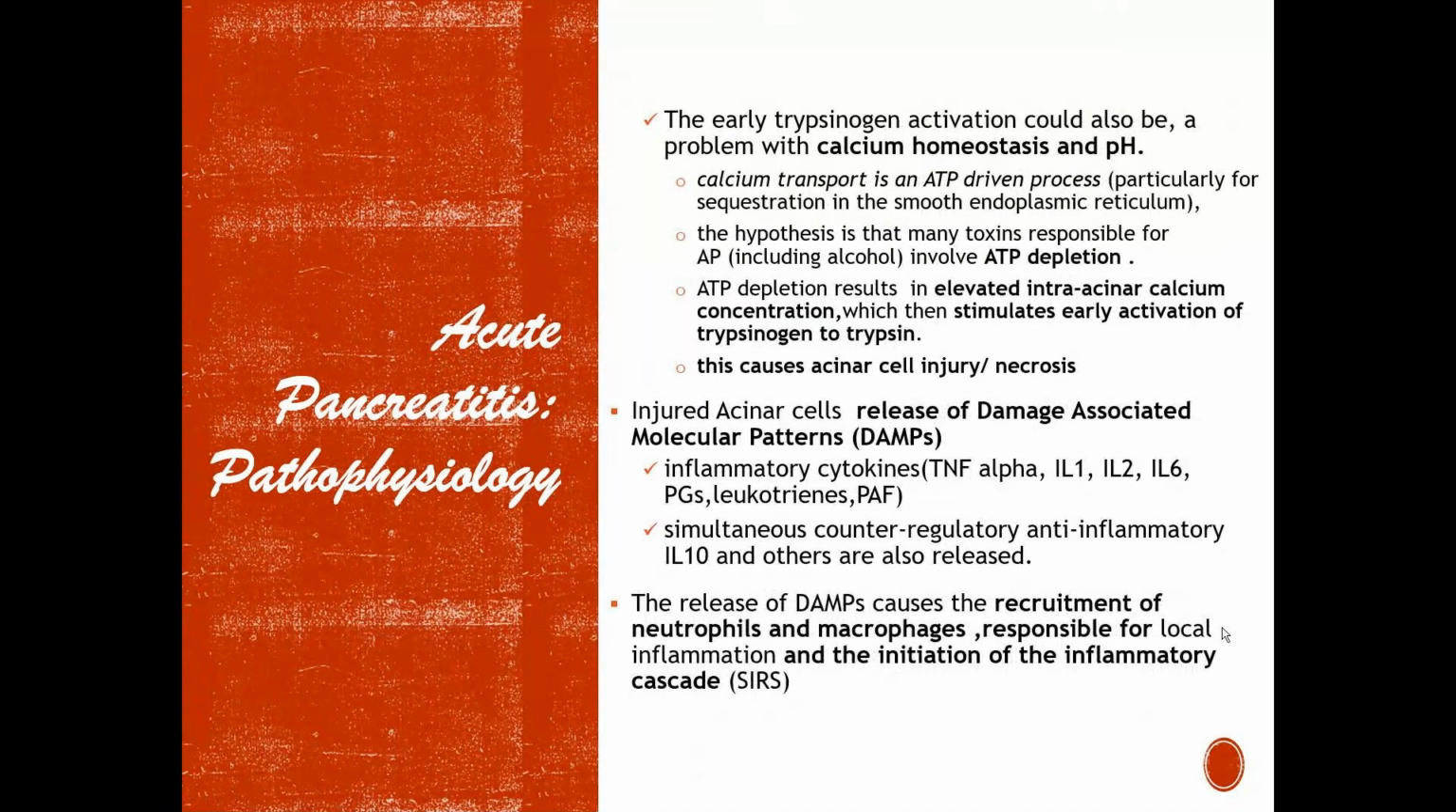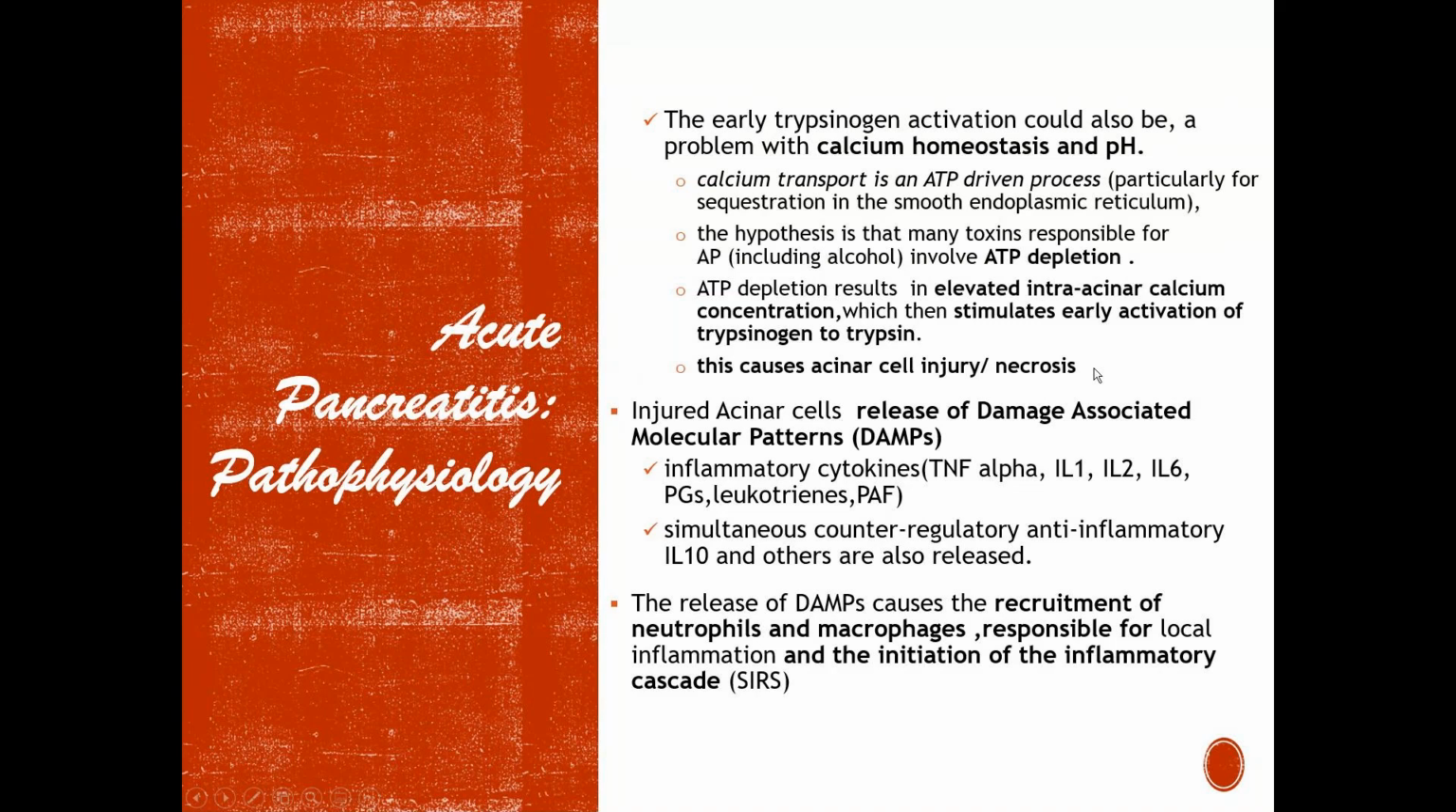But apart from the co-localization, because of direct stimulation of the trypsinogen by cathepsin B, another route of activation of trypsinogen could also be a problem with calcium homeostasis and pH. Now, calcium transport inside the cell is an ATP driven process. Agreed? Many toxins which cause pancreatitis lead to ATP depletion, right? Now, this ATP depletion leads to what? An elevated intra-acinar calcium concentration. That means the calcium builds up inside the acinar cell. Once there is an increased build up of calcium inside the cell, it activates what? An early activation of trypsinogen to trypsin. And this causes acinar cell injury and necrosis.